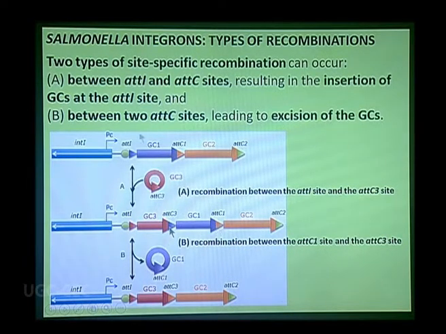On the other hand, recombination can also occur between 2 att C sites that leads to excision of a GC. For example, here is shown that a recombination between att C3 and att C1, again catalyzed by the Int I protein, will lead to excision of GC1 in its circularized form.